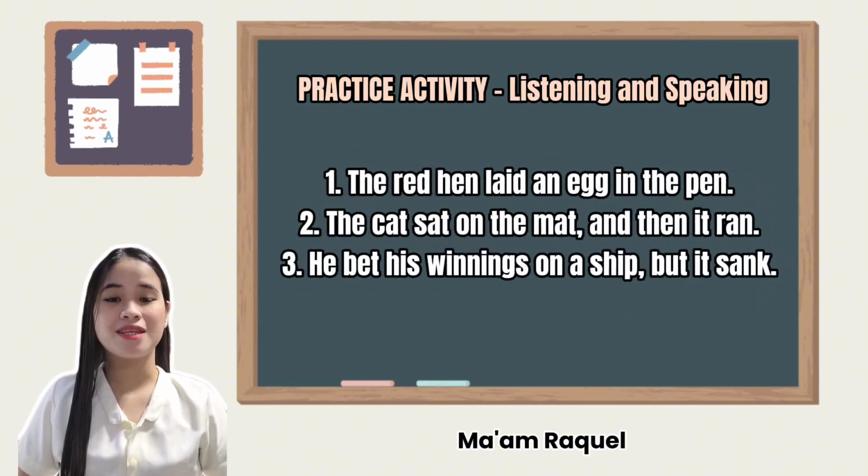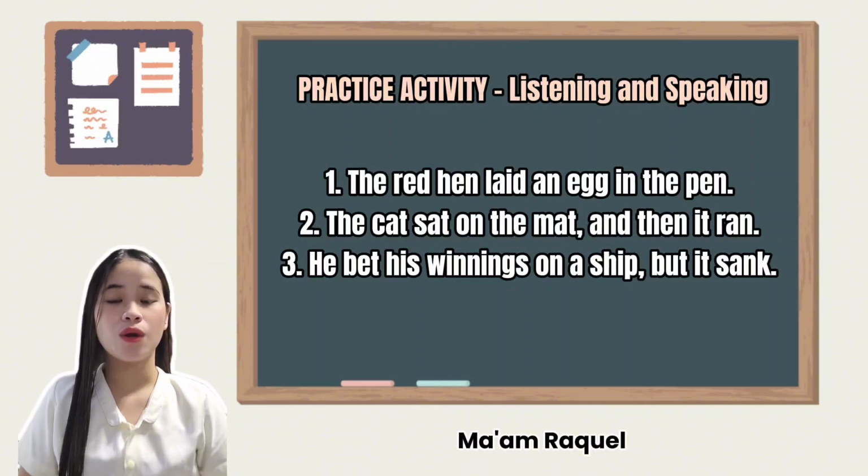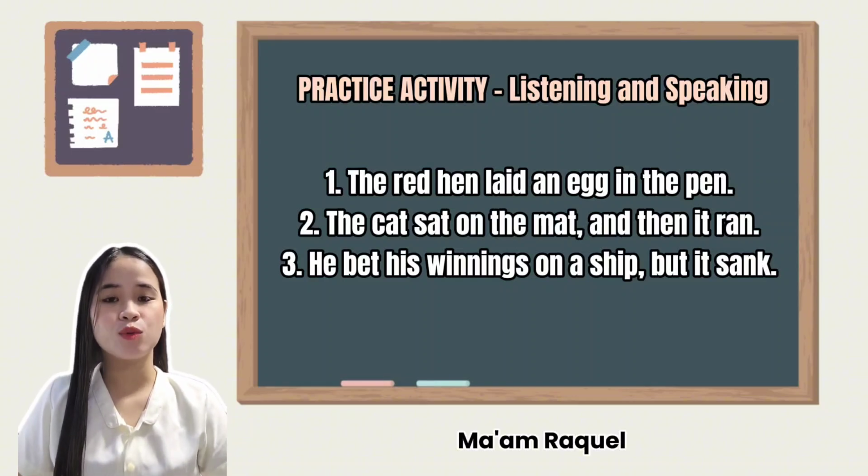I also have 3 sentences here that need to be pronounced. You need to study how to pronounce it because each of you will read it one by one in our class. So, repeat after me. Number 1, the red hen laid an egg in the pen. Number 2, the cat sat on the mat and then it ran. Number 3, he bet his winnings on a ship, but it sank.